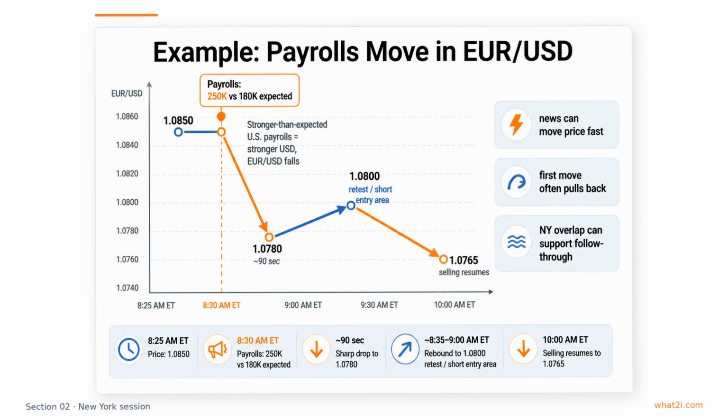But the first move is not always the easiest one to trade well. A rebound back toward 1.0800 can create a more controlled short entry area once the initial shock settles. This is a common pattern in New York news trading. Sharp reaction first, cleaner opportunity after the first burst.